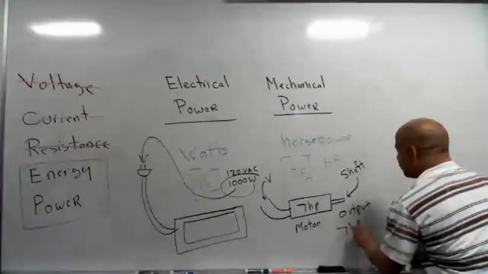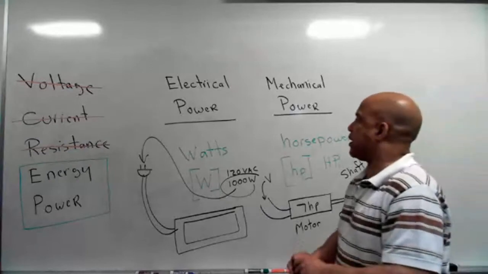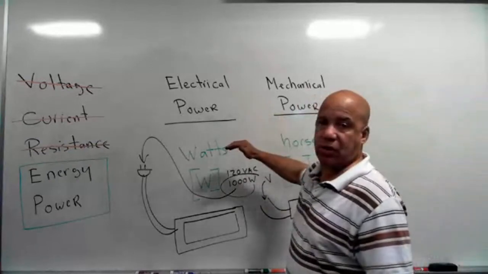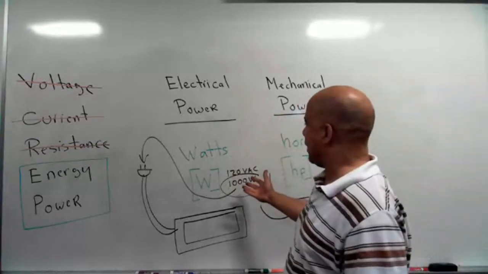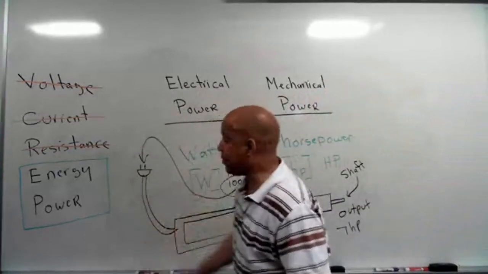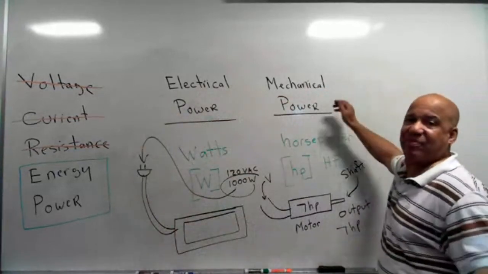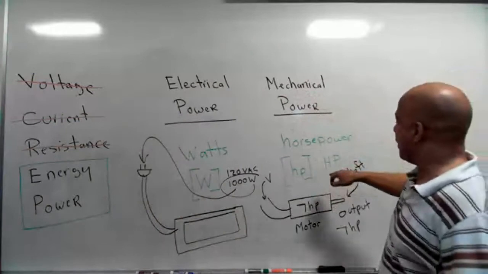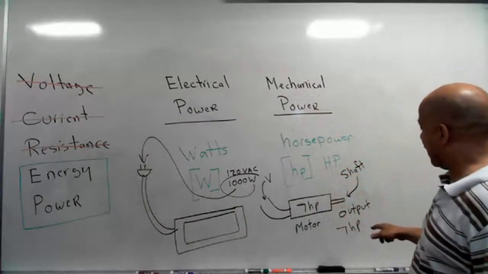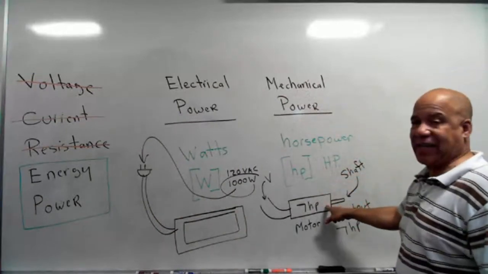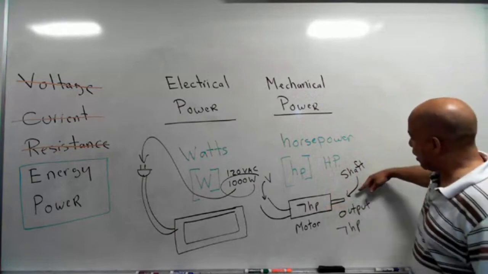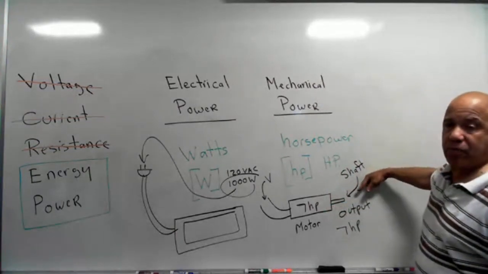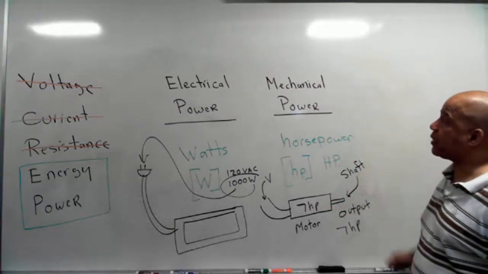So if I'm talking electrical power, we're going to use the units of watts, and that would be the power going into the system. If I'm talking about mechanical power, by convention, by agreement, we're going to use horsepower. And if I have a motor rated at a certain number of horsepower, that's always going to be the power available at the output, which in this case is the shaft.